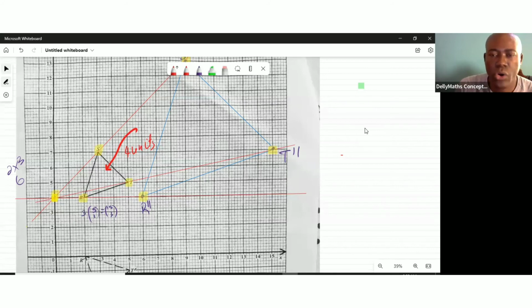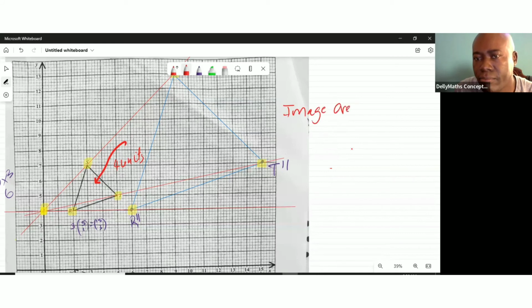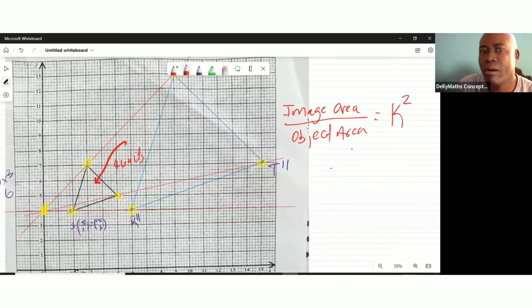All right, so here is the thing. Image area divided by object area gives the scale factor. I'm going to call it K, but it's not K. It gives the scale factor squared because we're in the dimension of area. All right, so this is something that we could use to help us. So what that means is that we have information already because we were told that the object area was 4.